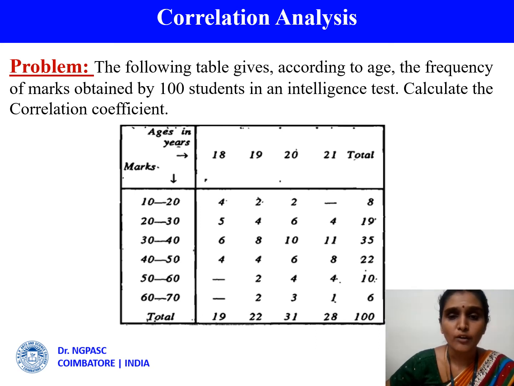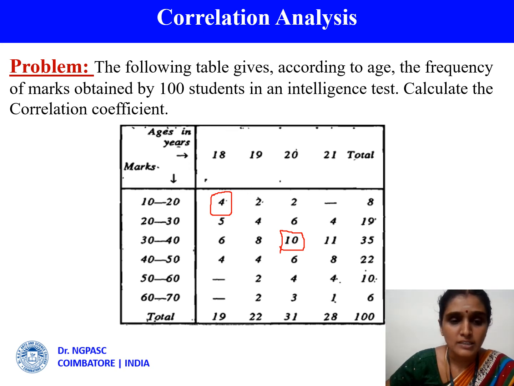The following table gives, according to the age, the frequency of marks obtained by 100 students in an intelligence test. Calculate the correlation coefficient. So here these entries, now see the class intervals, marks 10 to 20, 20 to 30, 30 to 40, etc. And the age in years 18, 19, 20, 21. This number 4 represents that there are 4 students in the age of 18 who obtain 10 to 20 marks. Similarly, if we are taking this value 10, this represents that there are 10 students in the age of 20 who secured 30 to 40 marks.